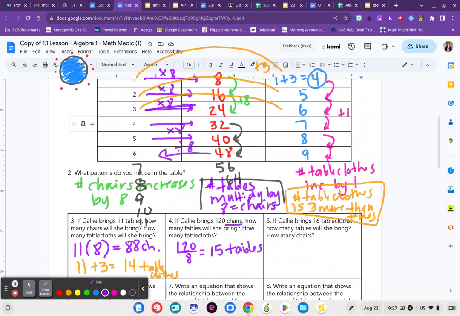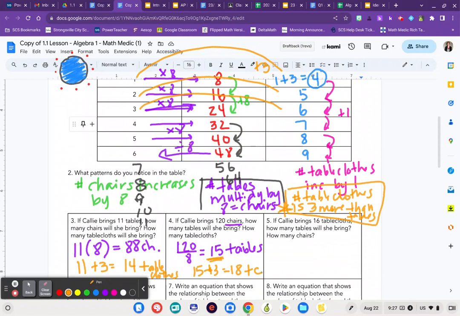And 14 says, how many tablecloths? Well, in orange, we said the number of tablecloths is always 3 more than tables. So now I know the number of tables. So 15 plus 3 gives me 18. I'm going to say TC for tablecloths.